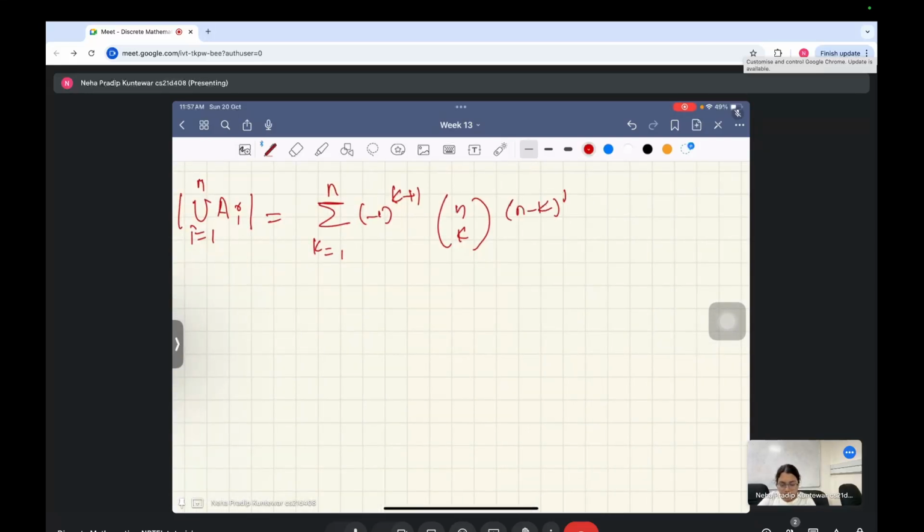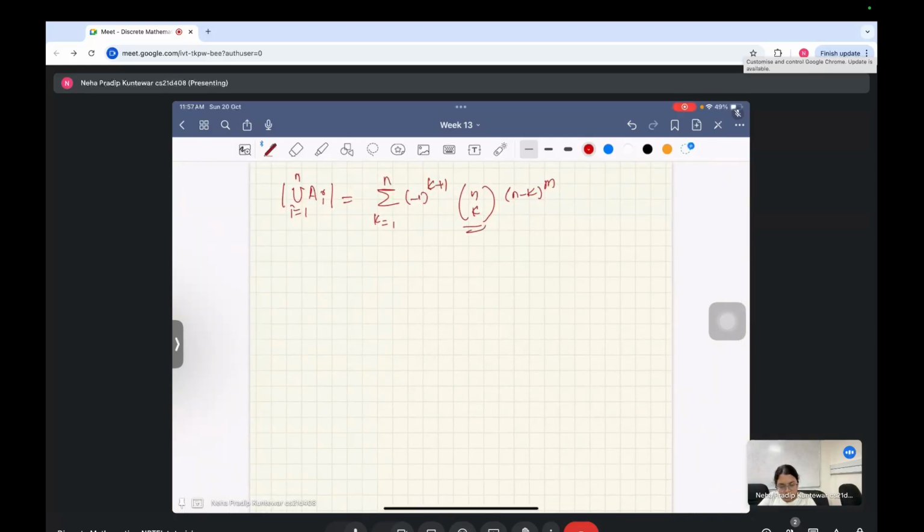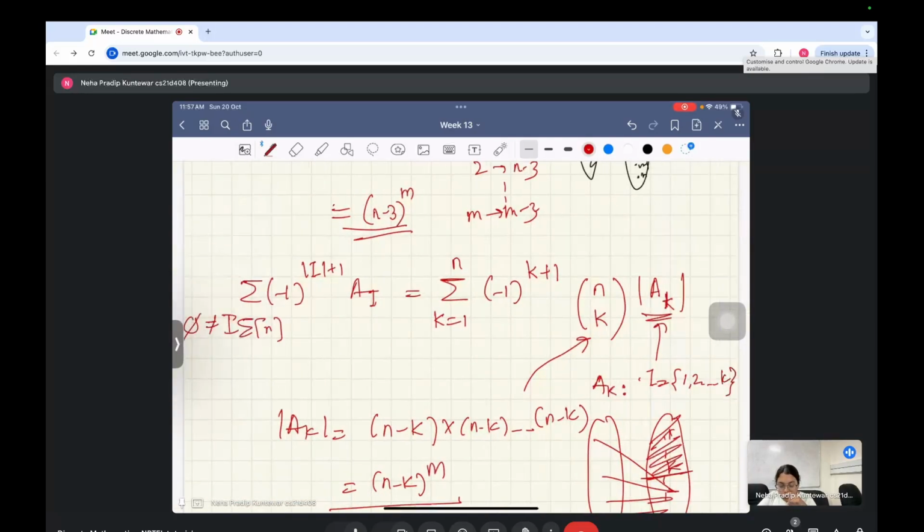And notice that this n choose k comes in because we observe that it does not matter what elements there are in the set as long as the size is the same. So how many subsets of n can be there whose size is k? This is precisely given by n choose k. So for all the n choose k, the value is going to be the same.